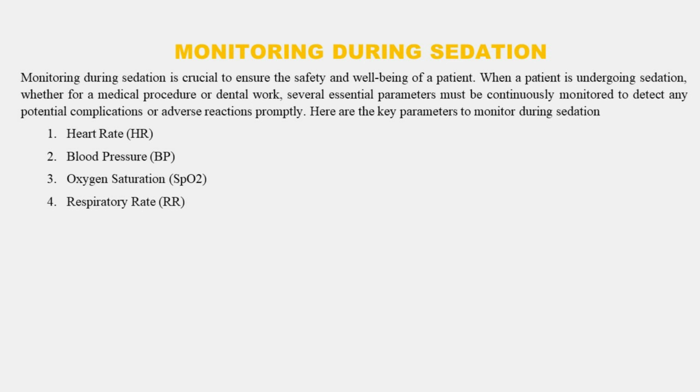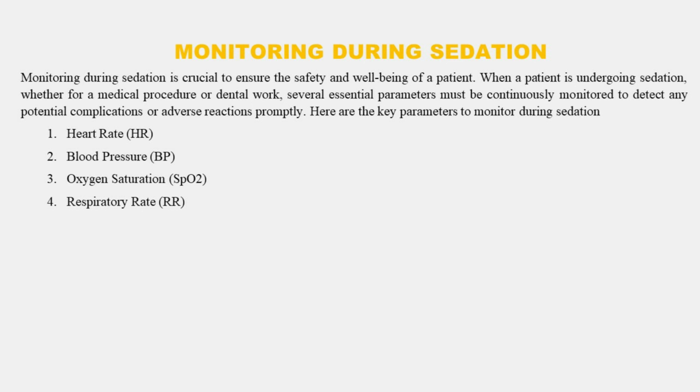3. Oxygen saturation, SpO2. Oxygen saturation measures the percentage of oxygen bound to hemoglobin in the blood and is a crucial parameter for assessing a patient's respiratory function. A SpO2 reading below the acceptable range, typically 95 to 100%, may indicate hypoxemia, low oxygen levels, which can result from respiratory depression or airway obstruction. Maintaining adequate oxygen saturation is essential to prevent oxygen deprivation during sedation.